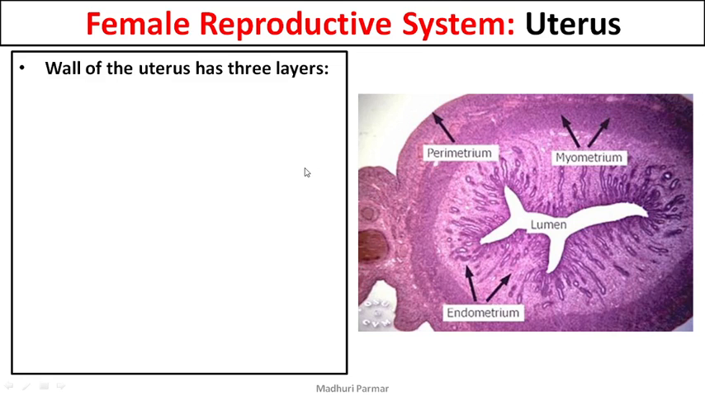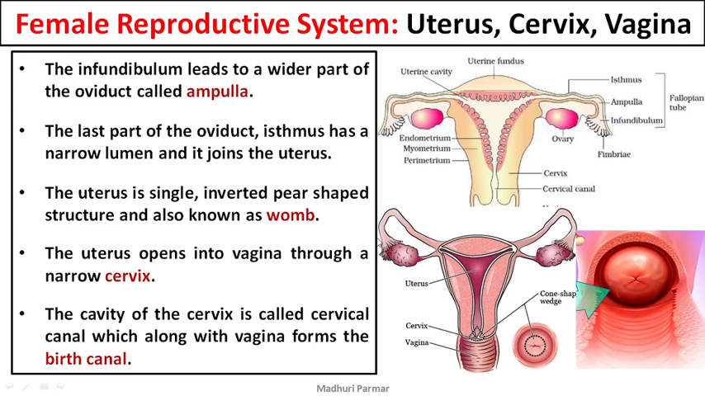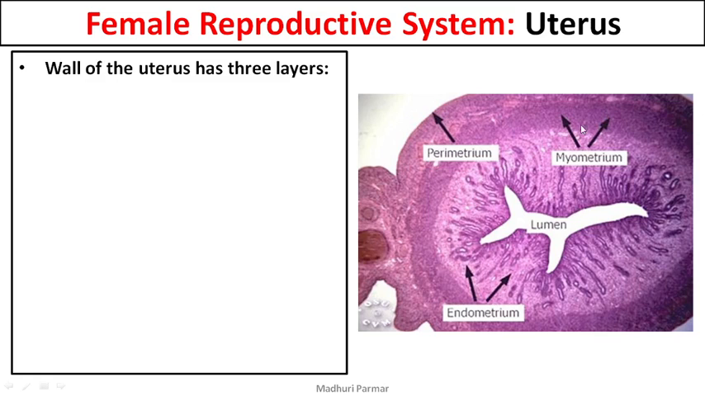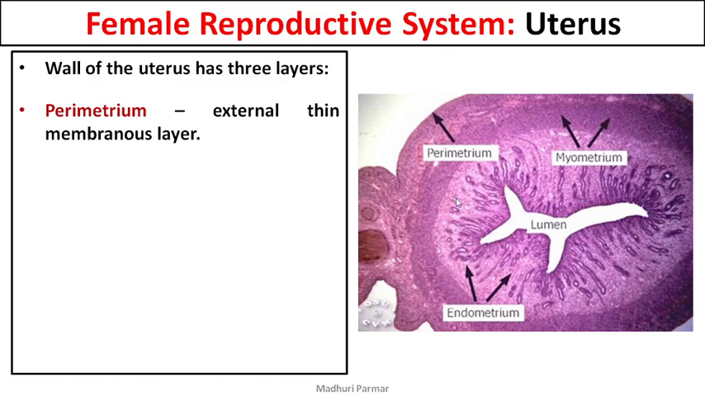Talking about the uterus, we have seen all of the parts anatomically right now. Let us talk about the uterus a little bit in detail. If you take a cross section of the uterus, it is made up of three layers. The outermost layer is known as perimetrium. Remember, metrium is common. Peri means periphery, and periphery means boundary. So the outermost layer will be perimetrium.